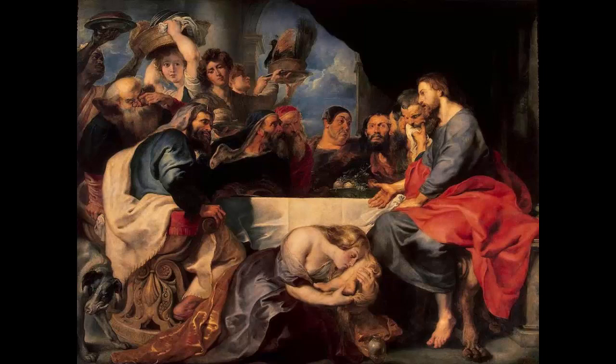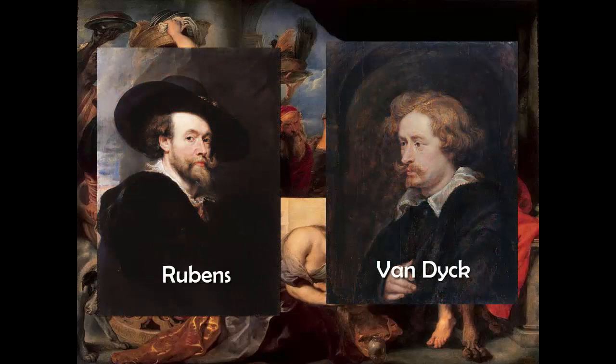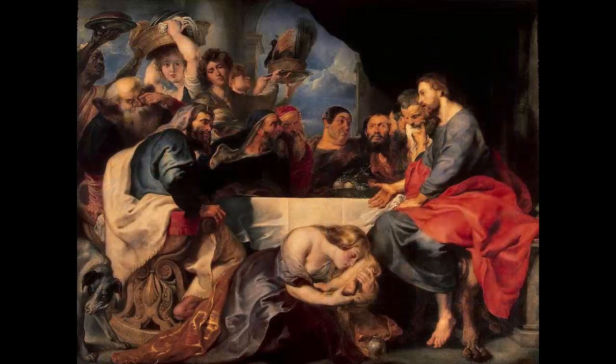Today in our Lent devotional, we're going to be looking at a work of art by Peter Paul Rubens and Anthony van Dyck, called The Feast of Simon the Pharisee. The painting was completed in Flanders between 1618 and 1620, and it is an oil on canvas. It is a fine example of a Baroque painting, Baroque being an era of art that started after 1600 and followed the High Renaissance and Mannerism.